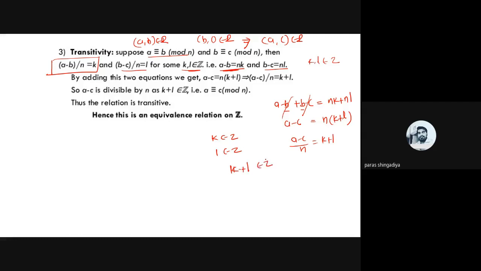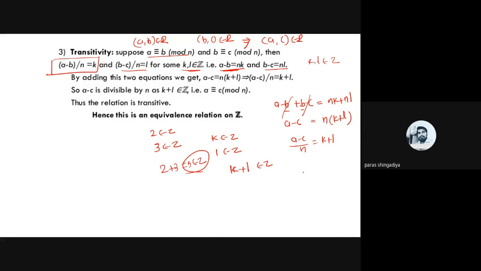ठीक है, आप कोई भी counter example उसके लिए ले सकते हो. Let's take 2 belongs to Z as k and 3 belongs to Z as l. So now add both values, 2 plus 3 is equal to 5, and we can easily say that 5 is also contained in Z. So we just derived that a minus c divided by n is equal to k plus l.